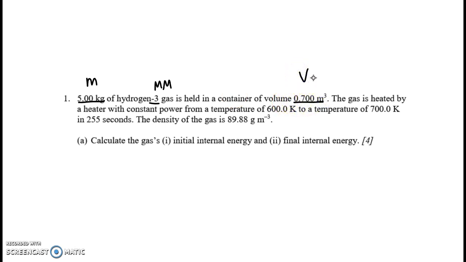That's volume, capital V. The gas is heated by a heater with constant power from a temperature of 600 Kelvin, that's initial T, to a temperature of 700 Kelvin. And how long does that heating take? It takes a time of 255 seconds. The density of the gas, that's rho, is 89.88 grams per meter cubed. Okay, calculate the gas's internal energy, the initial internal energy and the final internal energy.